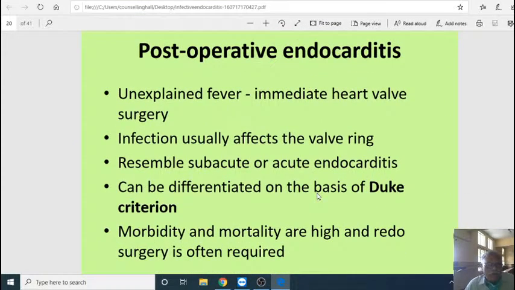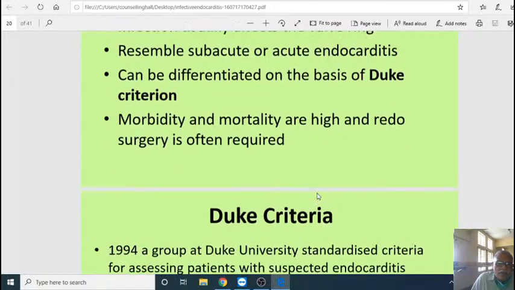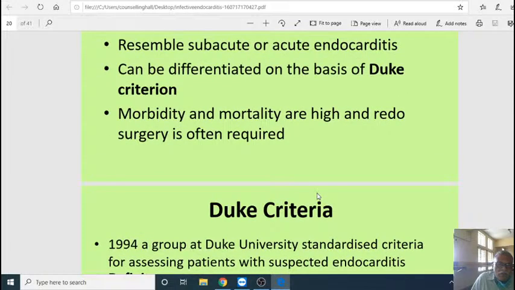The post-operative endocarditis usually presents with unexplained fever after immediate heart valve surgery, or the infection usually affects the valve ring, and resembles subacute or acute endocarditis. It can be differentiated on the basis of Duke's criteria. The morbidity and mortality are very high, and redo surgery is often required in patients who have vegetations.